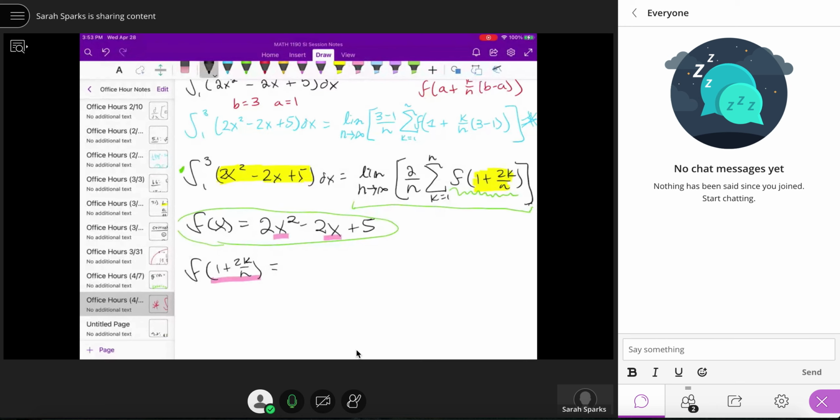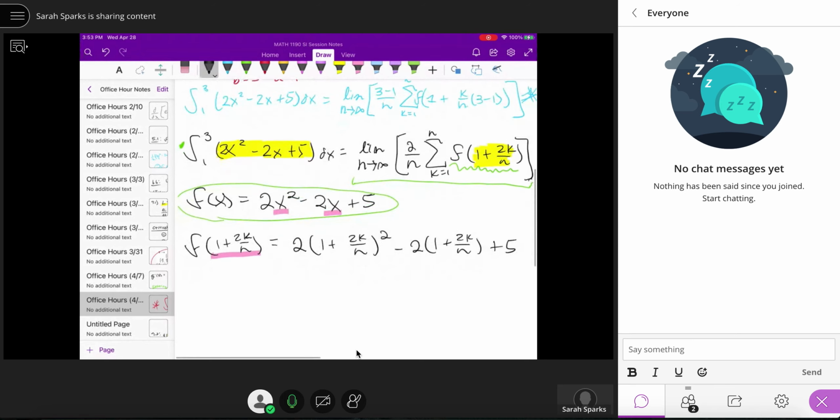So we're going to get 2 times (1 plus 2k divided by n) squared minus 2 times (1 plus 2k divided by n) plus 5. And then do you want to go ahead and simplify this outside of the sum, or do you want to go ahead and put it in? Can we simplify it? Would that be better? Yeah, it's whatever your preference is. I would probably simplify first, since we've already written it out, because whatever this side is equal to, we're just going to end up plugging in right up there. Okay.